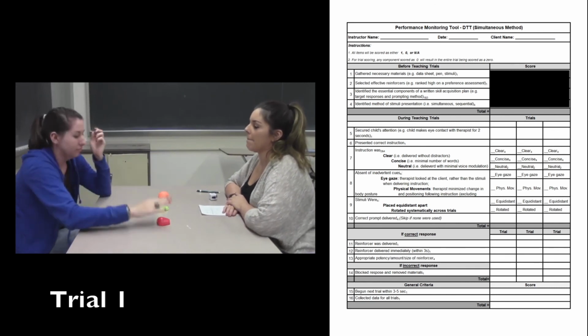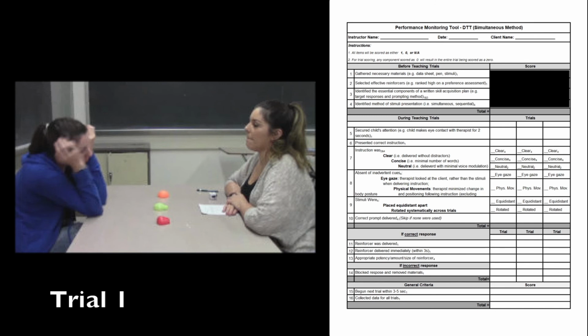Touch apple. Okay, pretty fast, but we can see that she secured the child's attention, presented the correct instruction, the instruction was clear, concise, and neutral, and it looks like she isn't giving any inadvertent cues. She's oriented toward the learner, and she isn't providing any physical movements that would serve as a prompt. The stimuli are also placed equidistant apart. With that said, she would score 1s on numbers 5, 6, 7, 8, and half of 9 so far. Let's keep watching.